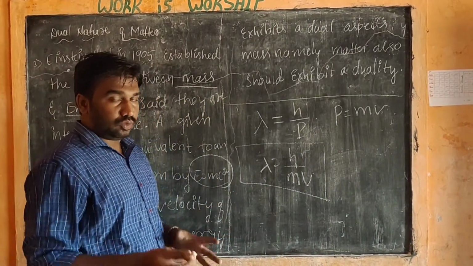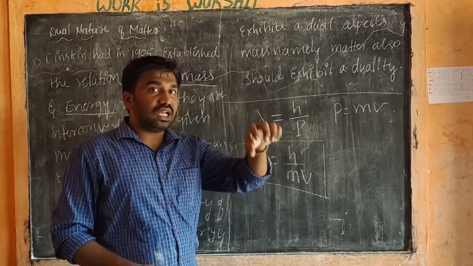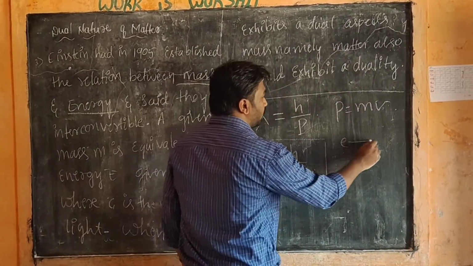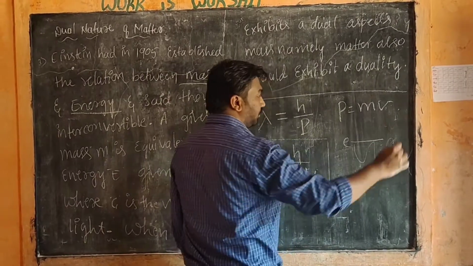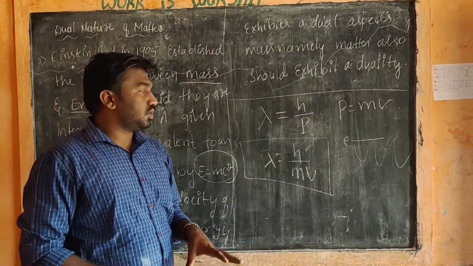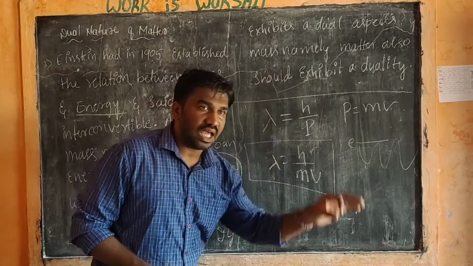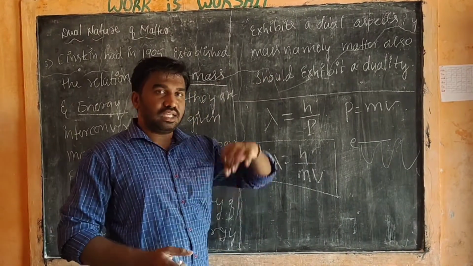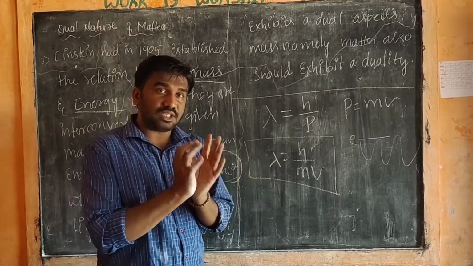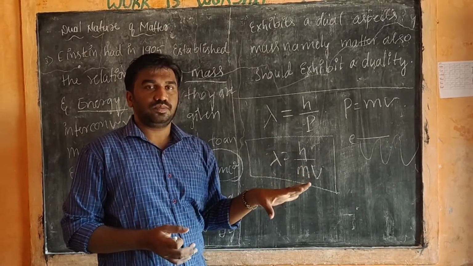So when matter, like a particle, starts moving, it behaves as a wave. When the electron starts moving, it behaves as a wave under suitable conditions. But it is not easy to say that at this time the electron behaves as a wave and at this time it behaves as a particle. It is not possible to explain that, but it behaves as a wave and as a particle under suitable conditions.